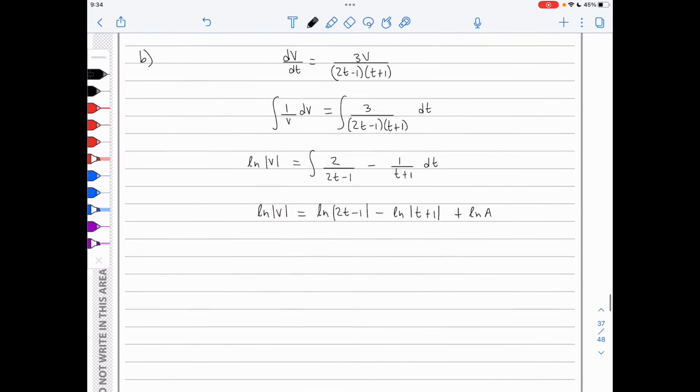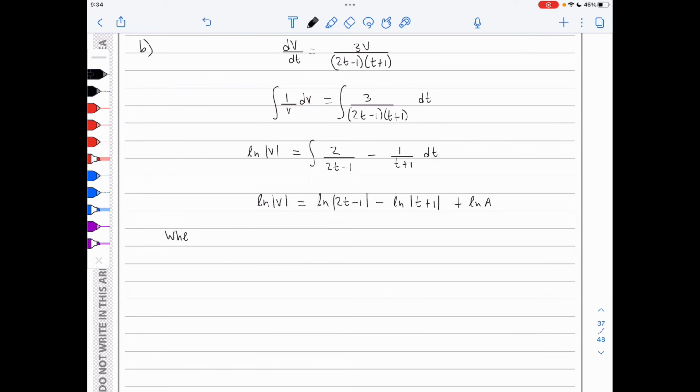We also know that when t is 2, v is 3. So this is the condition I'll be using to find a. So this means that we've got ln of 3 is ln of 2 times 2 minus 1 minus ln of 2 plus 1 plus ln a. So ln 3 is ln 3 minus ln 3 plus ln a. So the ln 3 with the minus ln 3 cancel out.